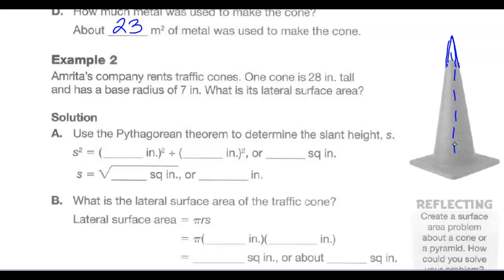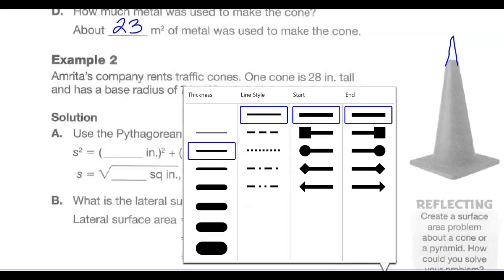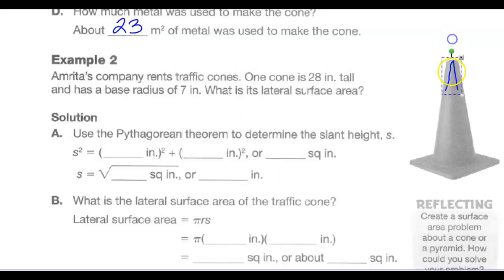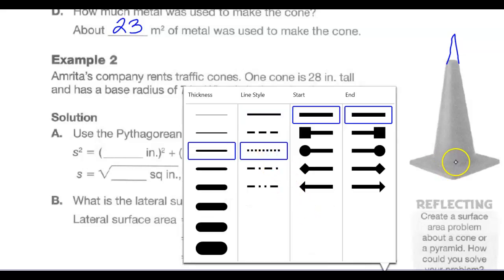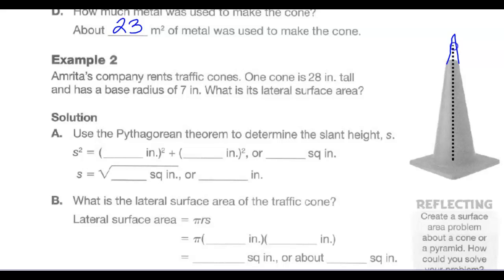Oh, that's not very good, let me try that again. I'm just going to fix this. Okay, so I'm going to go up better. Actually, I could use a line here, and I'll use a dotted line. There we go. Okay.